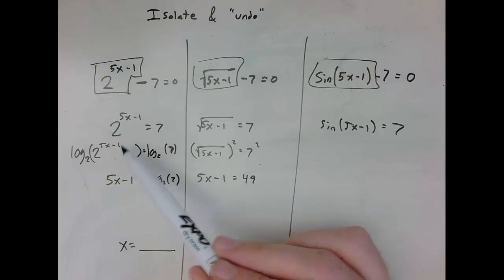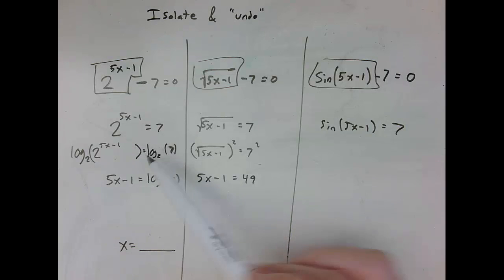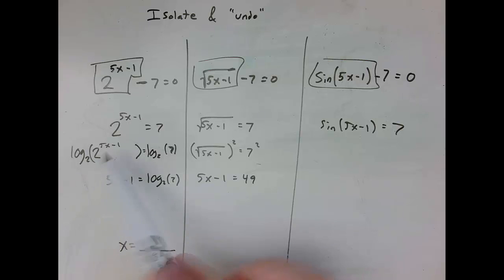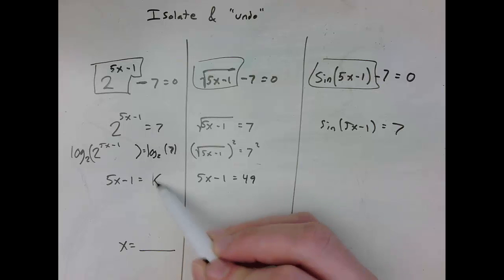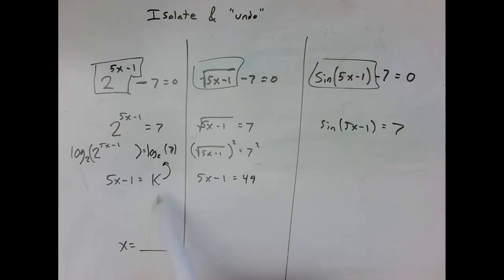Here I applied log base 2 to both sides, and these undo each other, so we've got 5x minus 1 equals this thing. This is just a number. Log base 2 of 7 is some number. It's whatever power of 2 equals 7. If you want to, we could define this to be k, because that's sort of easier to look at, and so now we can solve for x the rest of the way.